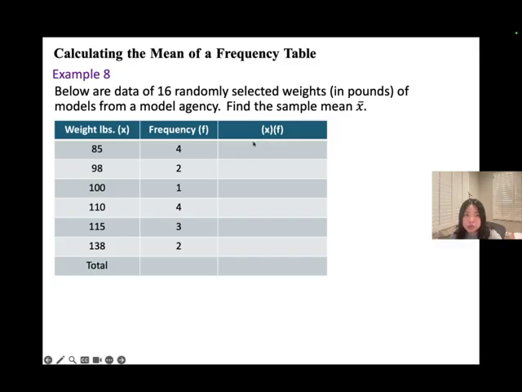First, we're going to do the weight times the frequency, just like the first one. 85 times 4, which is going to be 340. Okay, I want you guys to try to do the same thing. 98 times 2, which is going to be 196. Okay, try to fill in all of them and add up the total. What is the summation of this column? And then add up the total, how many is the frequency in here? Try.